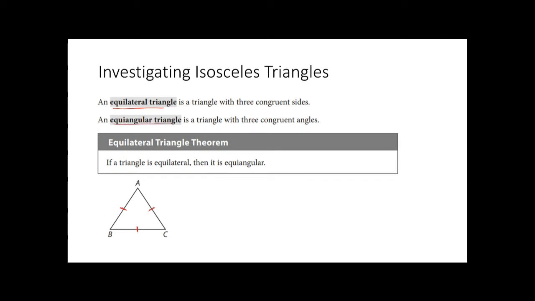Now, equiangular triangle, say that word 10 times fast, is a triangle with three congruent angles. So basically, this angle is the same as this one and the same as this one. That's basically the equilateral triangle theorem in general: if a triangle is equilateral, then it is equiangular. If you are an equilateral triangle, all your angles are going to be the same. Again, just to reiterate, that means this angle is 60 degrees, this angle is 60 degrees, and this angle is 60 degrees. Thank you, triangle sum theorem.